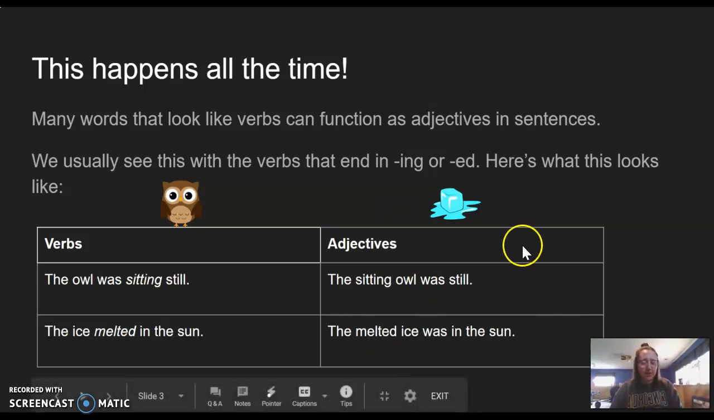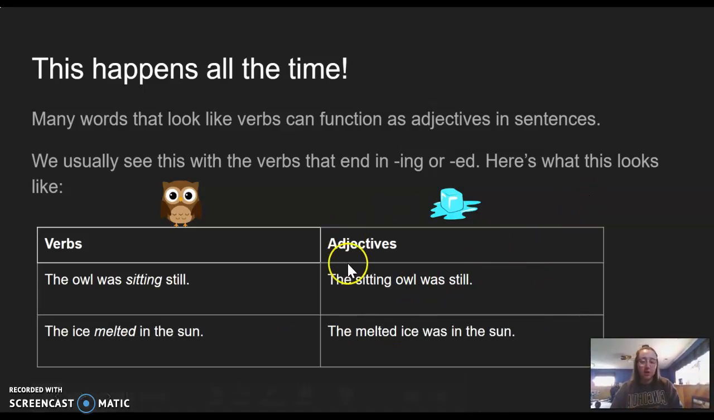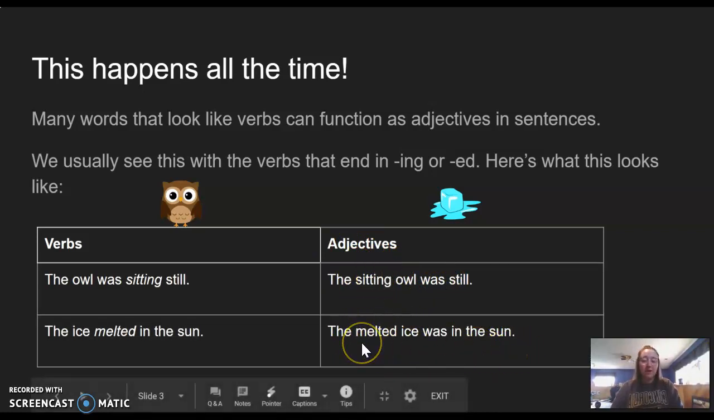On the other side over here, we have these very same words being used as adjectives. So the sitting owl was still. Well, now we're describing the owl as sitting, and our verb comes afterward, right? The sitting owl described, was still. So our verb is was, and our adjective is sitting. The melted ice was in the sun. So now melted is an adjective to describe ice, and was in is our verb phrase.